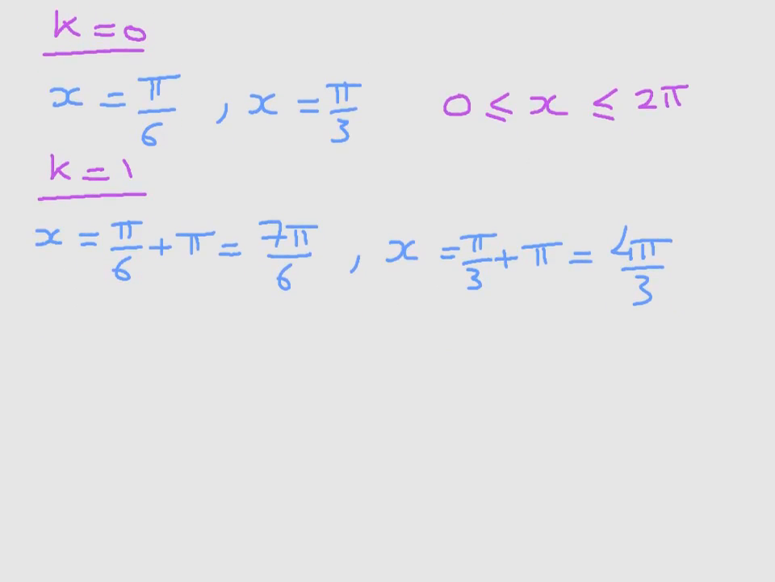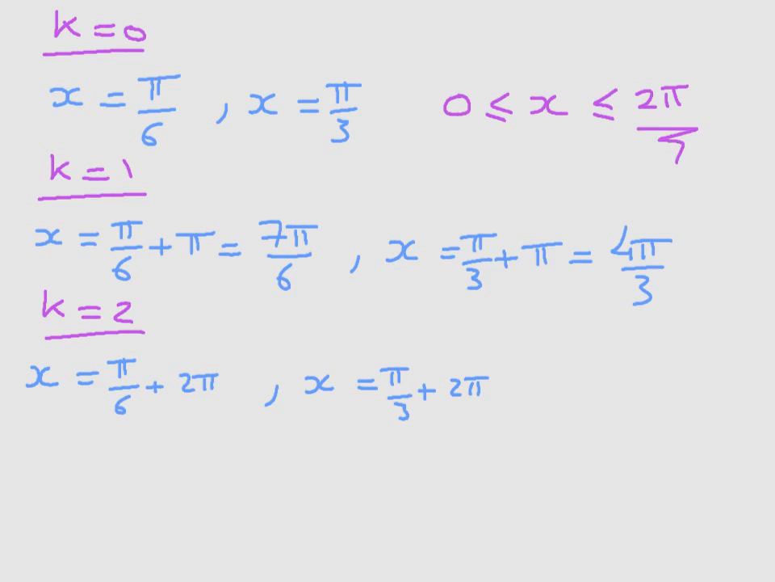We don't actually need to look at k equals 2, but I'll show you why we don't have to look at it. If we were to look at k equals 2, the first equation would give us x equals pi over 6 plus 2 pi. And the second equation would give us x equals pi over 3 plus 2 pi. Now the fact is, we have to have a value which is less than 2 pi. And since I'm adding in each of these a positive value to 2 pi, whatever that answer is, it's got to be bigger than 2 pi. So we can ignore these completely.